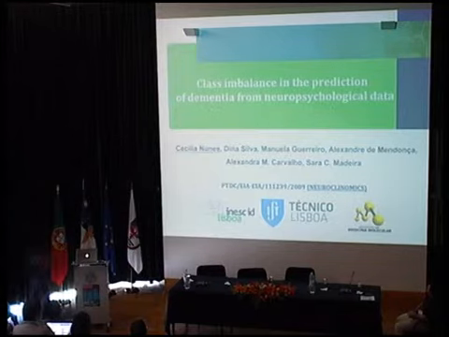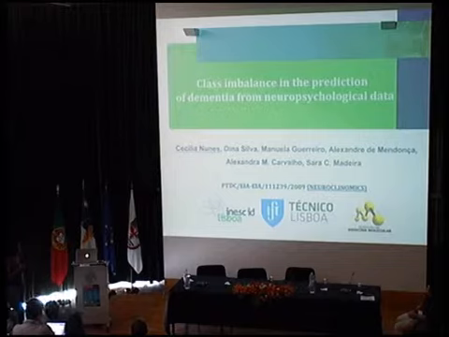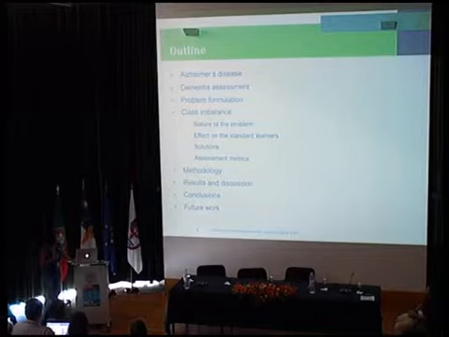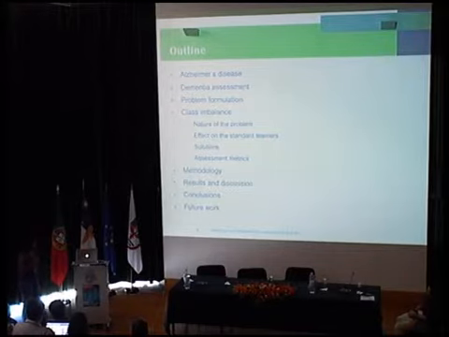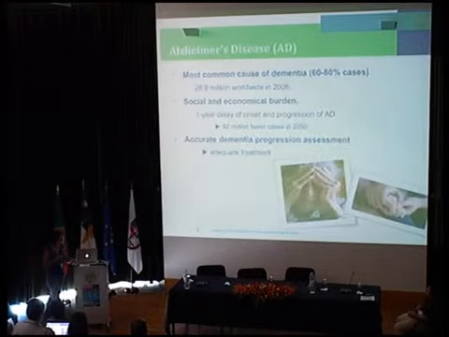Okay, so what we tried to study here is what is the effect of class imbalance in the prediction of dementia, and in the particular case of neuropsychological data. That's what we have from the hospital. So this is just the outline. So basically, I will talk about the problem, a little bit about class imbalance and how it is studied, the methodology, and then I'll show you some results.